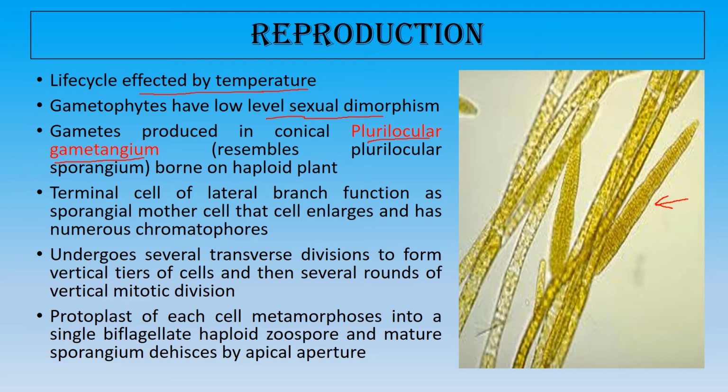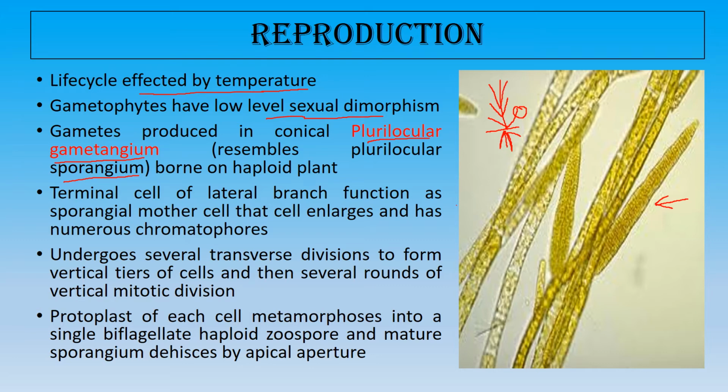So you should not confuse the gametangia with the sporangia, though they might look similar, because their function is different. The gametangia is in sexual reproduction, and the plurilocular sporangia is in asexual reproduction. We know that Ectocarpus has a rhizoid system, a prostrate and an erect system, and in the lateral branches, the terminal cell enlarges in size.